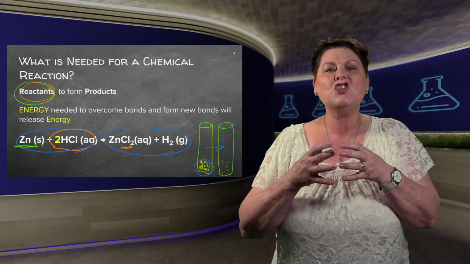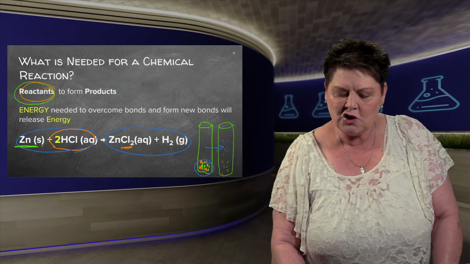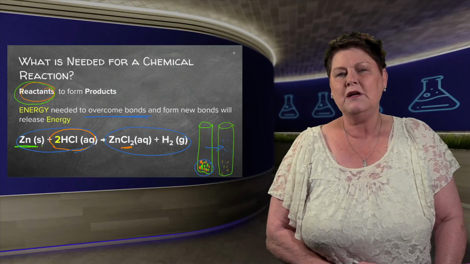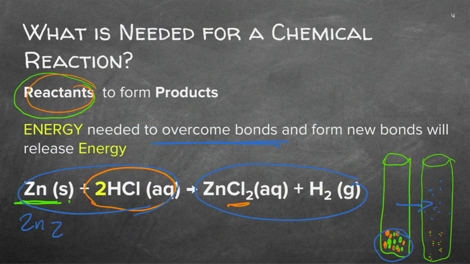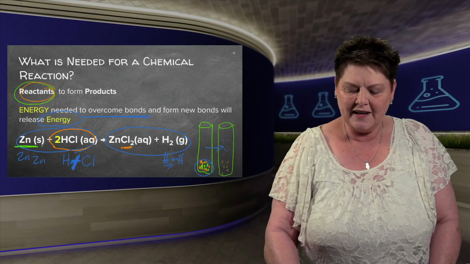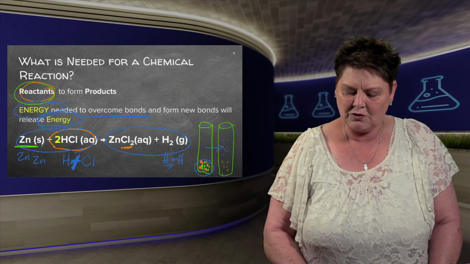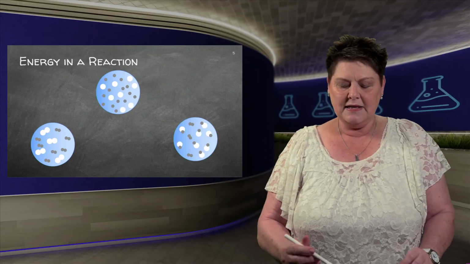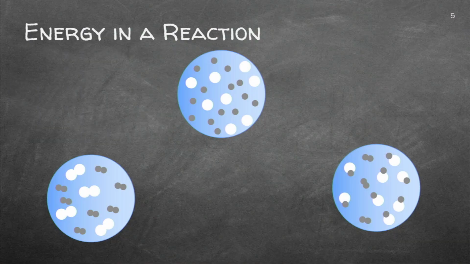Now, before it can start forming the product, it needs to overcome the existing bonds: the bonds between the one zinc and the other, as well as the hydrogen and the chloride ion. So we need to break that bond, and to break that bond, you need to put in energy. Again, when they move towards each other, they will release energy, and therefore we've got energy in and energy out.